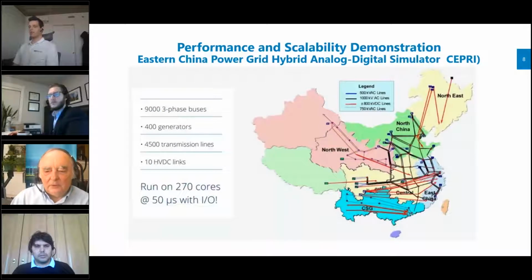So this is an example of the scalability here. This is the China network, the eastern side of China, where they have 10 to 20 HVDC links, and their main problem is that if they want to simulate to evaluate the stability of their power system, you have many inverters connected to the same cities.